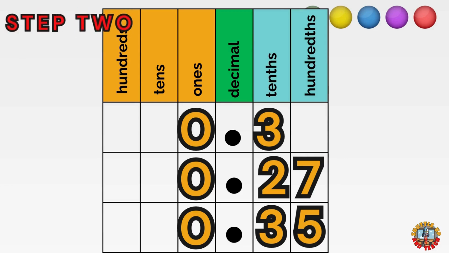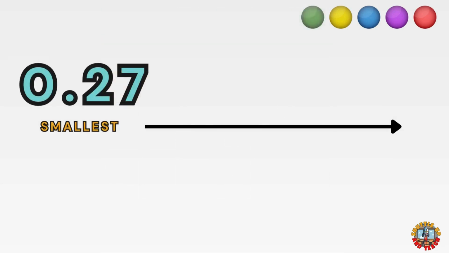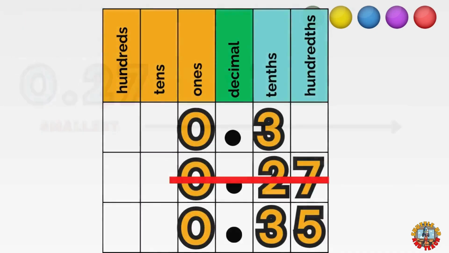Step 2. Since 2 is the smallest, 0 and 27 hundredths is the smallest decimal. Step 3. Next, compare the two remaining decimals, 0 and 3/10 and 0 and 35 hundredths. Both have 3 in the tenths place, so we move to the hundredths place.